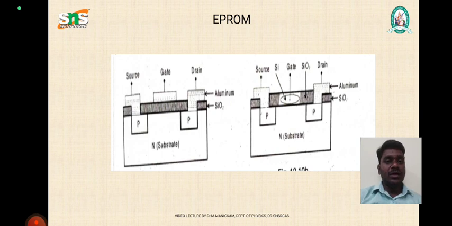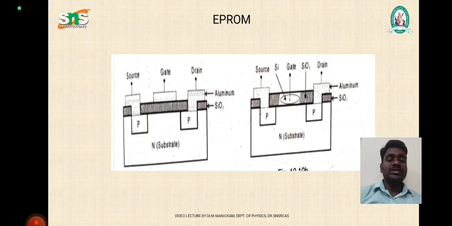This is the circuit diagram of how the EPROM, erasable programmable read-only memory, is manufactured, by using semiconducting materials. Here the base is an N-type substrate, and P-type materials are coated over it. The gap between the source and gate is etched by a chemical process, and in between the gate and drain also, by the etching process, we have etched the SiO2 silicon dioxide layer, and coated aluminum in between them.